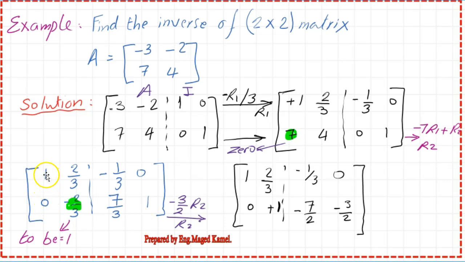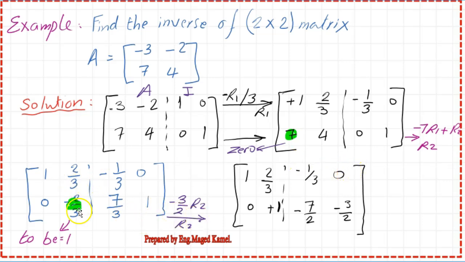Again, we want to convert this into the identity matrix. We need that figure, instead of being minus 2 over 3, to become plus 1. So we will multiply by its reciprocal, but we change the sign. We multiply the second row entirely by minus 3 over 2. The first row will be the same.